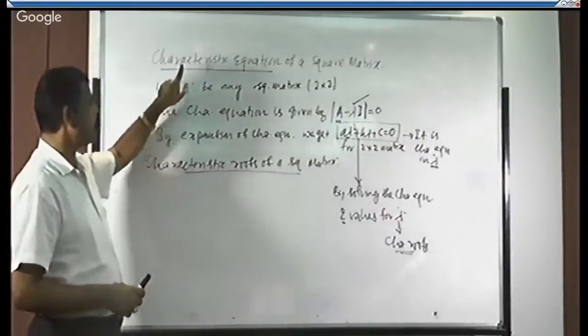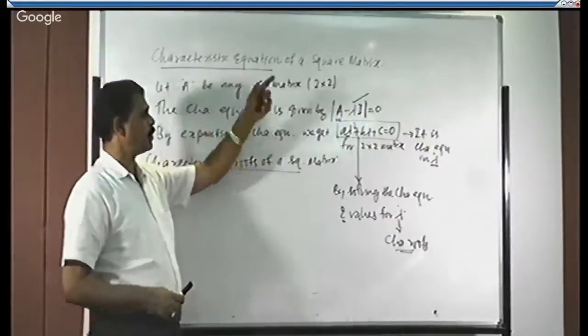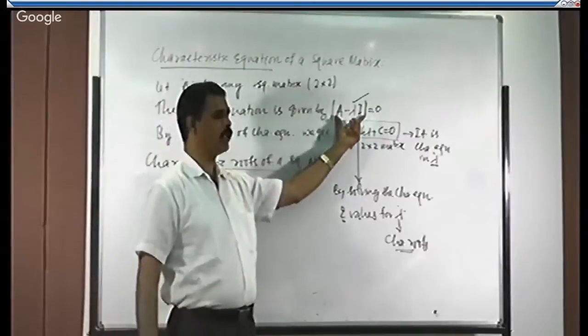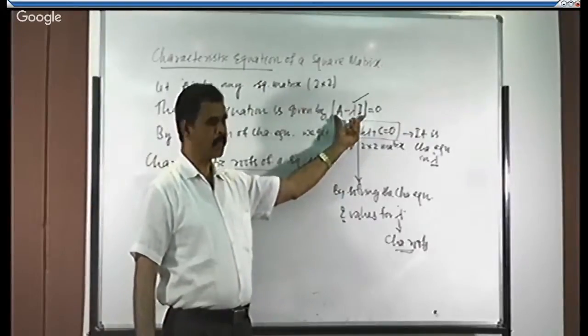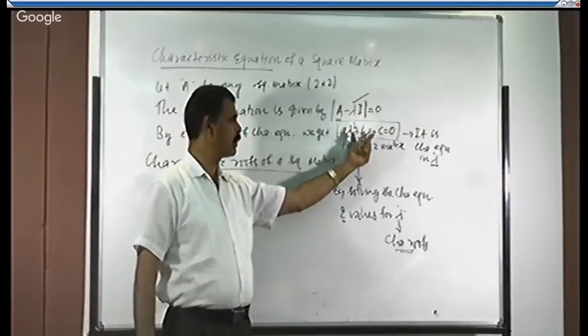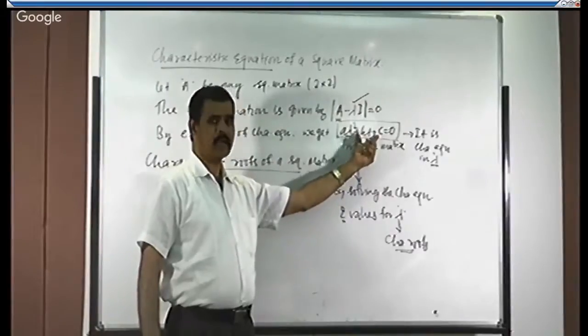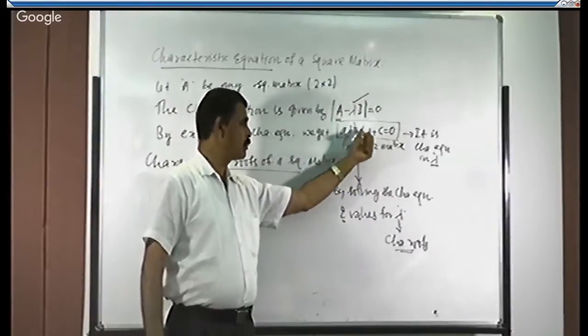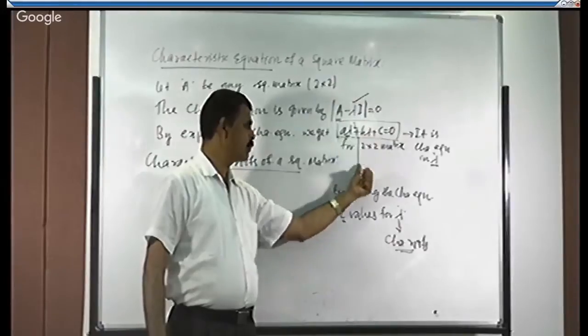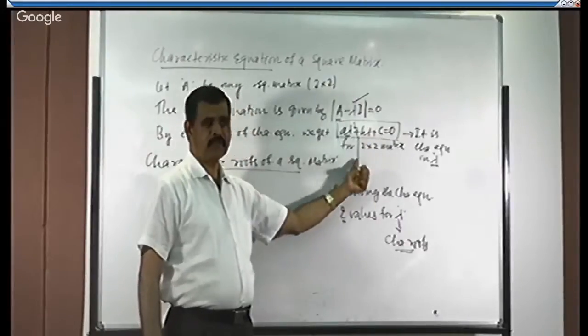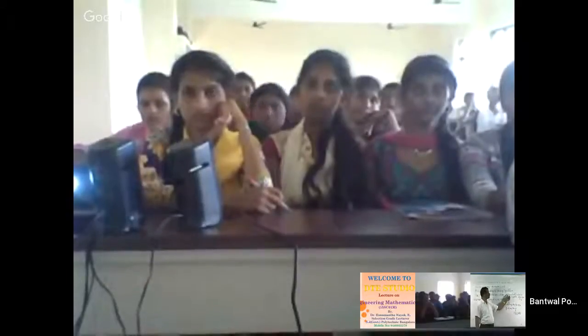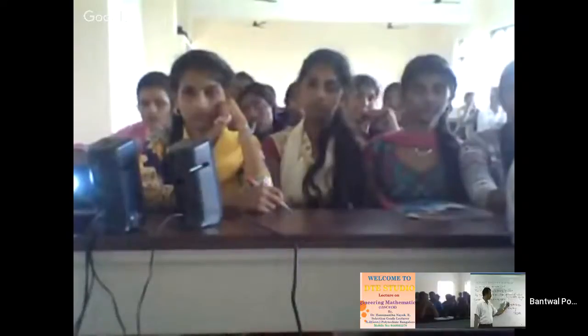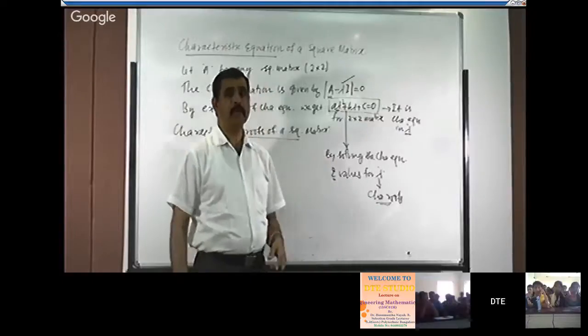I repeat the procedure. If they ask for the characteristic equation, you just write it in this form. By expanding it, you will get this form. It is the characteristic equation. It is a quadratic equation. By solving it, if it factorizes, fine, or if it does not factorize, then we have to use Sridharacharya's formula to find the values of lambda. After getting those values of lambda, they will be called characteristic roots.